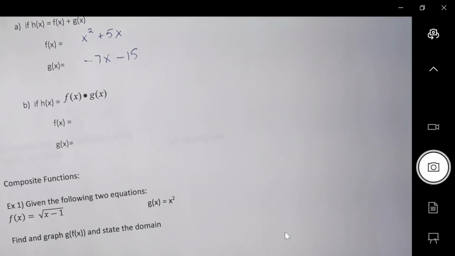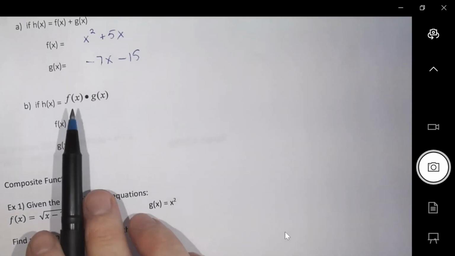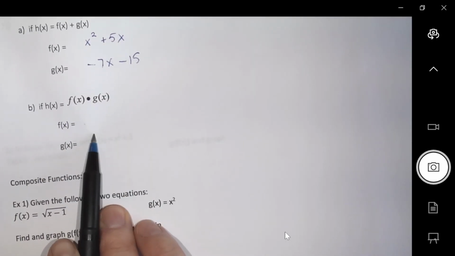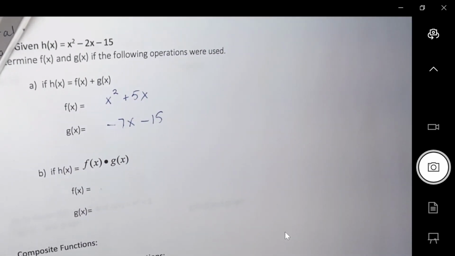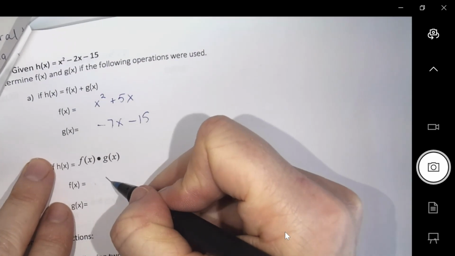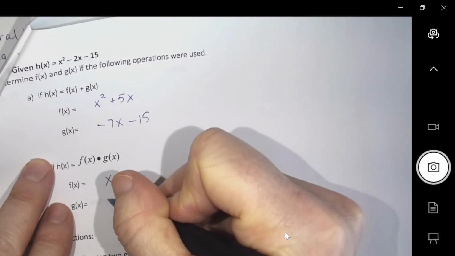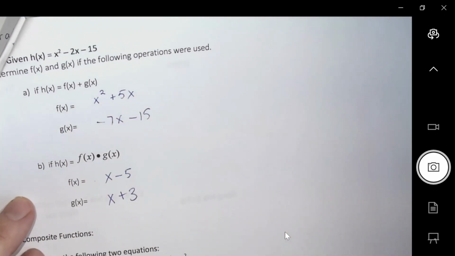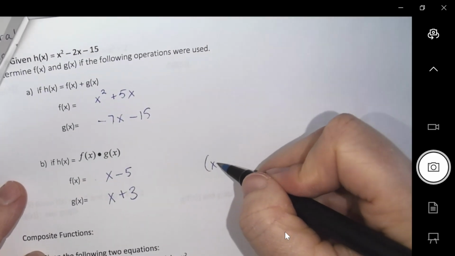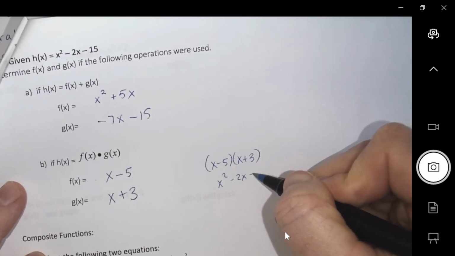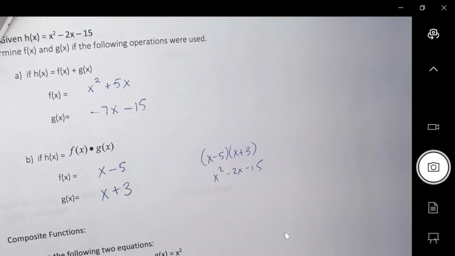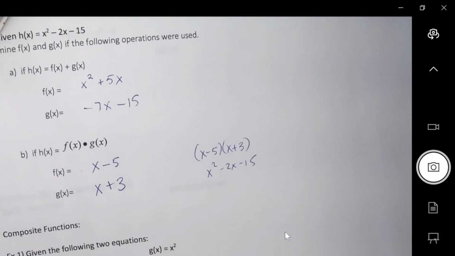Okay, and then the last example is I need two things to multiply to get me that. So basically factoring. Which two factors would multiply to that? x minus 5 and x plus 3, right? Okay, so just trying to think of two things that multiply to that.